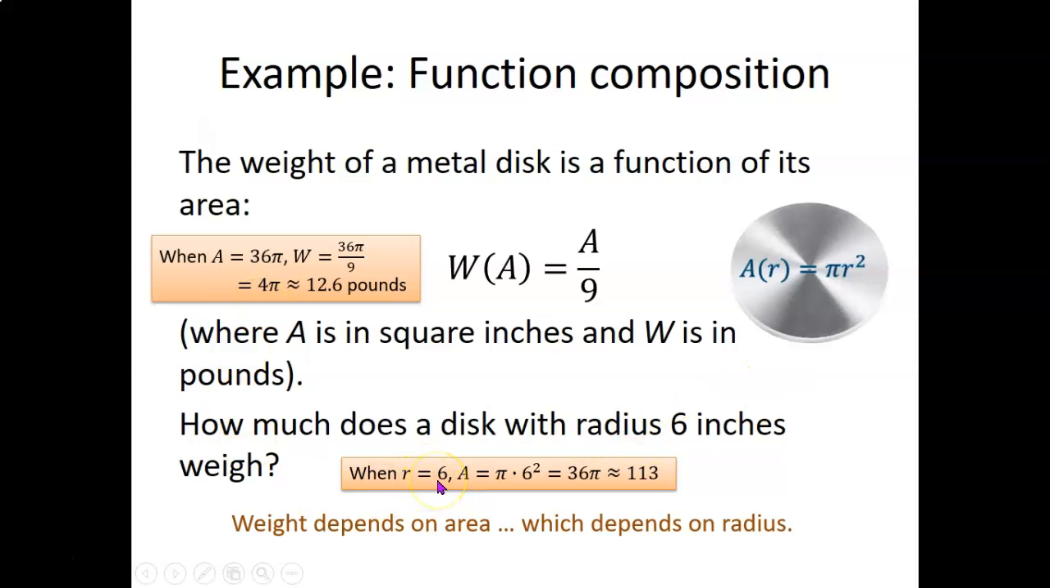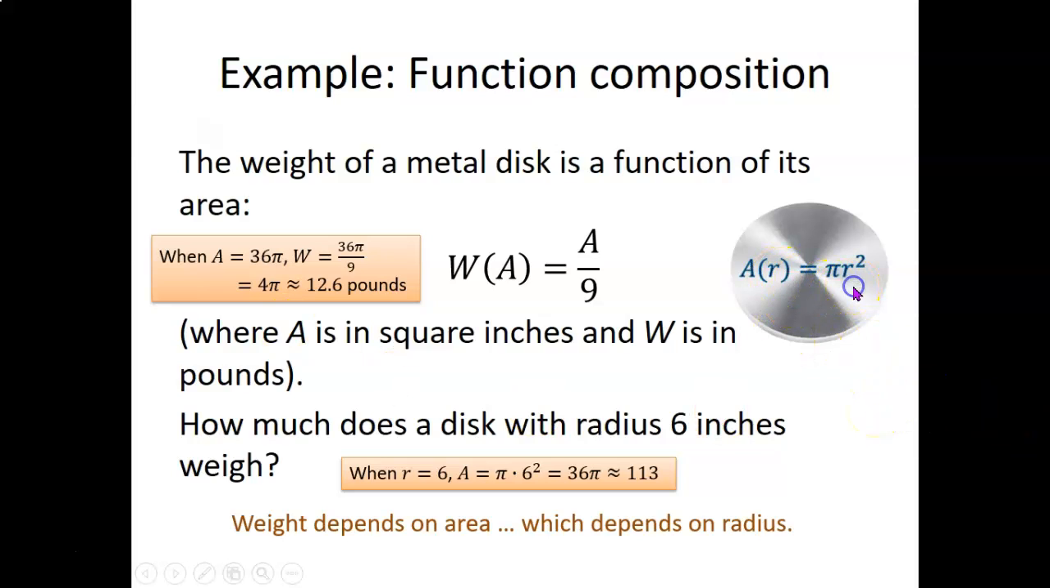So we went from a radius of 6 to an area of 36 pi, and then from an area of 36 pi to a weight of 4 pi. But instead of going in two separate steps like that, suppose we combine these two formulas into one formula that will take us directly from the radius to the weight.